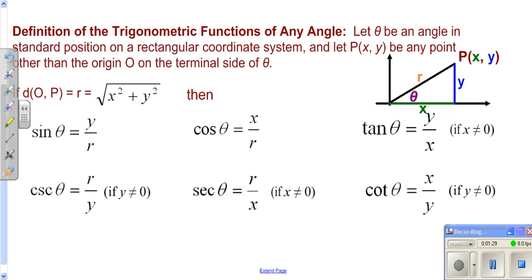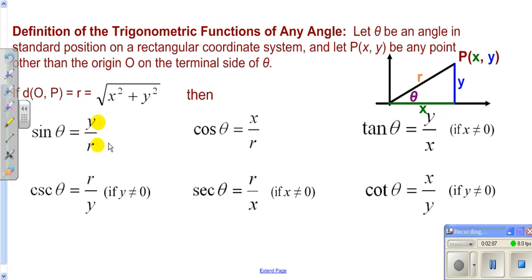Now, if you want to think of SOHCAHTOA, sine is y over r. That makes sense because the sine of your angle is the opposite, which is y, over your hypotenuse, which is r. Similarly, the cosine of your angle is adjacent, which is x, over your hypotenuse, which is r. Then tangent of your angle is your opposite, which is y, over your adjacent, which is x.